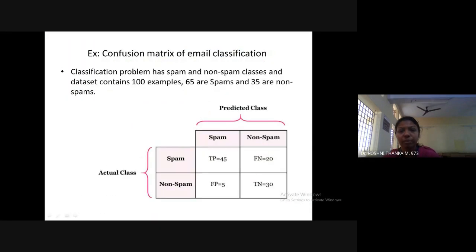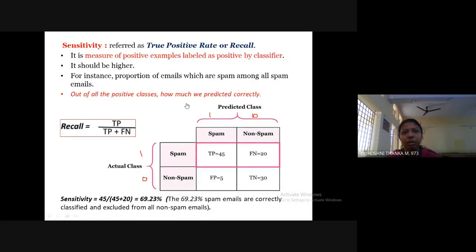So from this confusion matrix, we are going to come to some measurements, some values we are going to measure from this table. The first one is sensitivity. You might have come across this term in many places. It is very important, like accuracy. Generally, whenever we evaluate a model, we measure its accuracy. But in many cases, accuracy alone cannot be trusted.